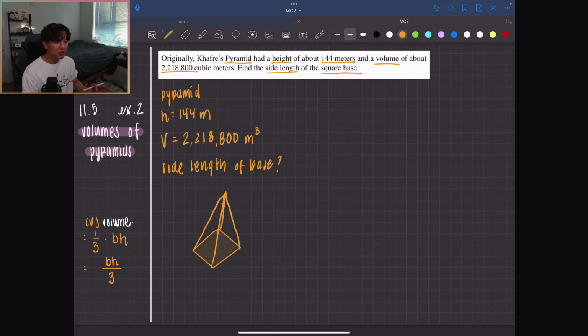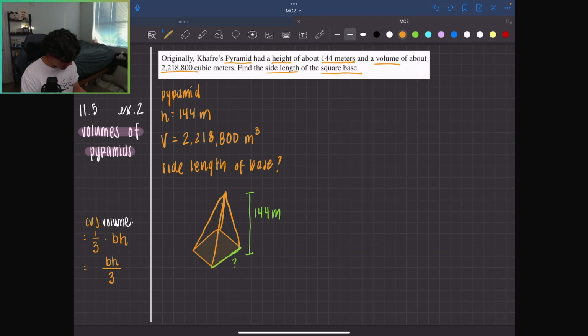Okay, so what are we trying to find out? What is the side length of this base? So what is this going to be right here? And since it's a square base, all of these are going to be the same length. We do know that the height up and down is 144 meters. And all of this inside, what can fit inside of it? 2,218,800 cubic meters worth of stuff. All right.